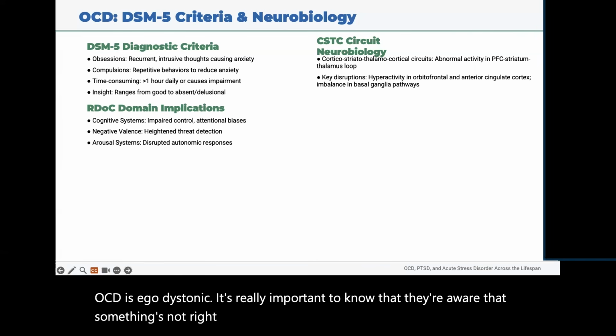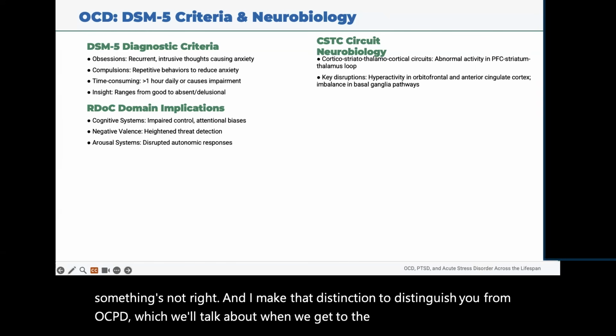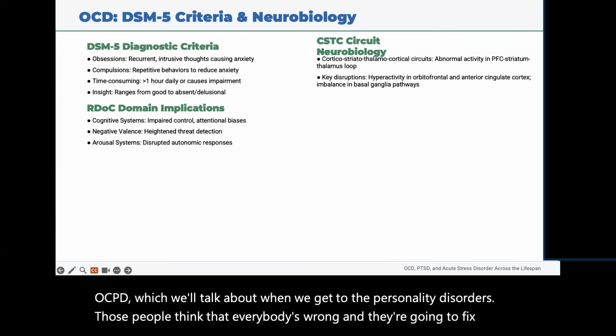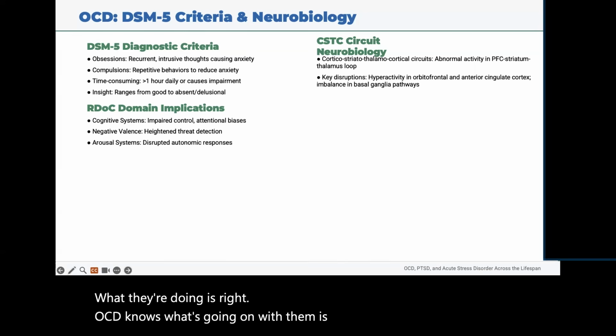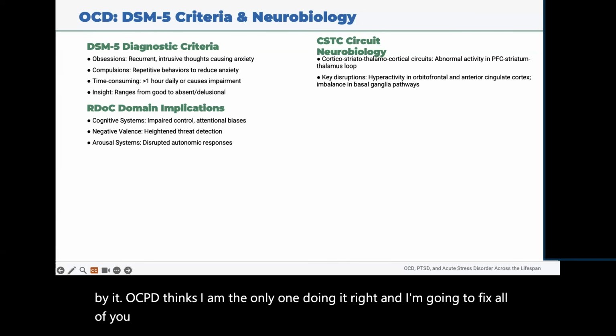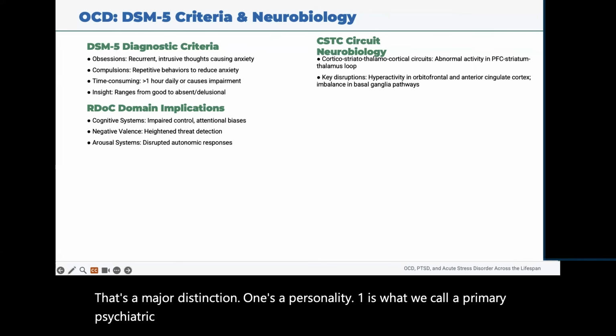And I make that distinction to distinguish you from OCPD, which we'll talk about when we get to the personality disorders. Those people think that everybody's wrong and they're going to fix them. What they're doing is right. OCD knows what's going on with them is not right, but they're distressed by it. OCPD thinks, I am the only one doing it right, and I'm going to fix all of you people. That's a major distinction. One's a personality, one is what we call a primary psychiatric disorder. We call it Axis 1 in the old days. So just keep that in mind.